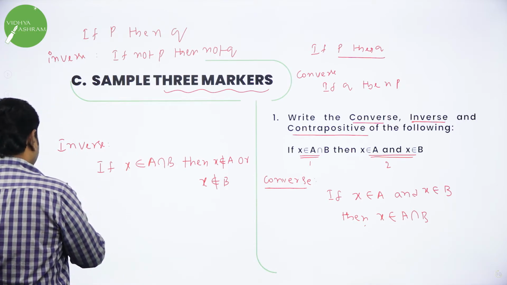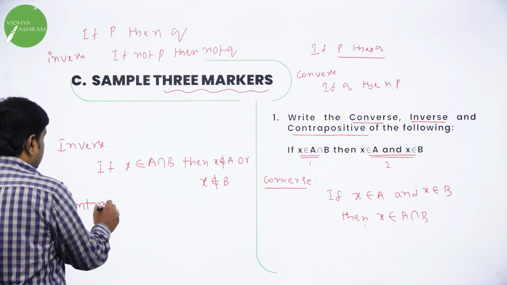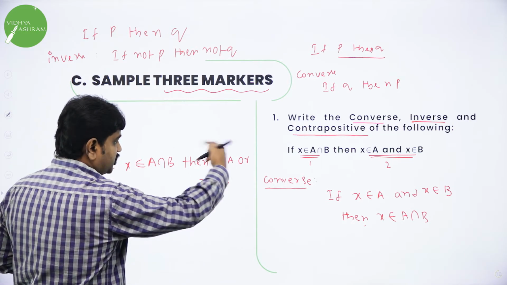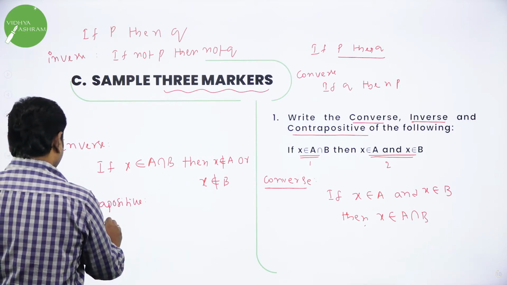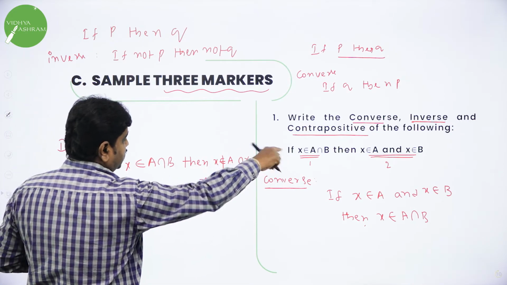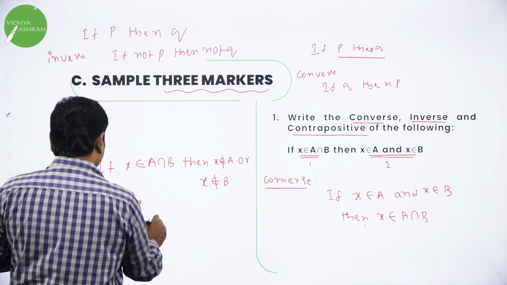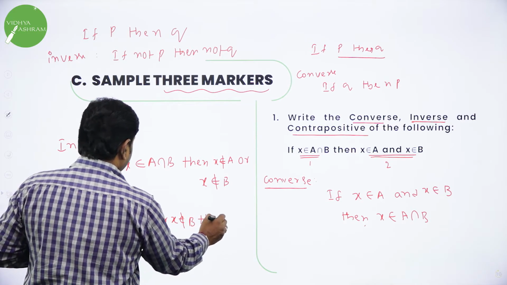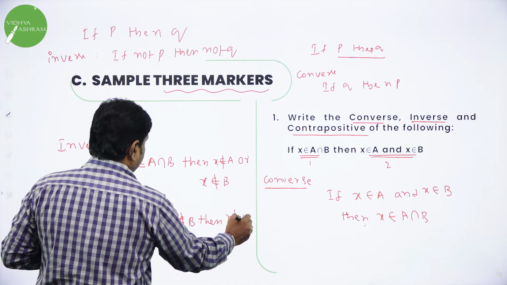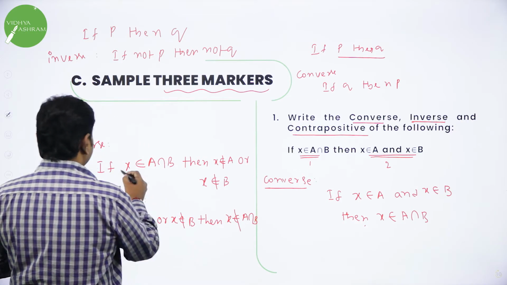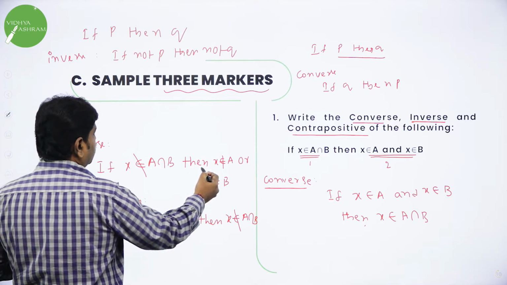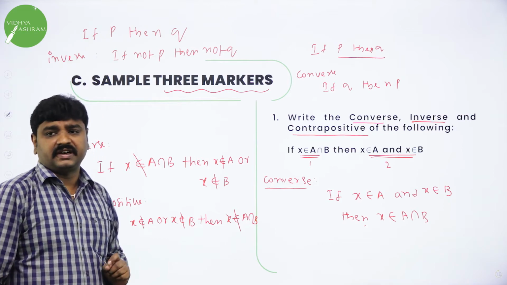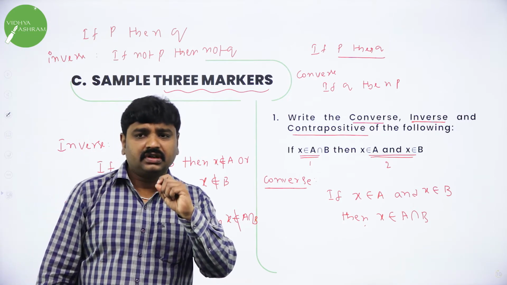Then they want the contrapositive. What is the contrapositive? Reverse it and negate it. That is, if the negation of the second statement, X does not belong to A and becomes OR, X does not belong to B, then X does not belong to A intersection B. Inverse means if not P, then not Q. Contrapositive: reverse it and negate it. So now we have done converse, inverse and contrapositive.